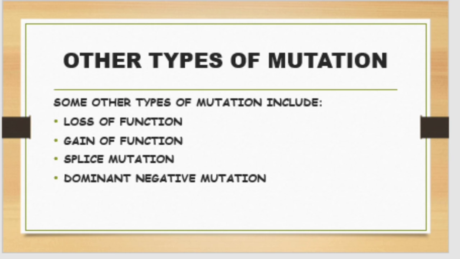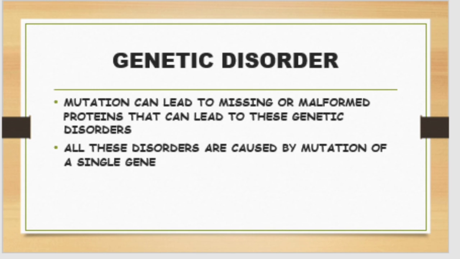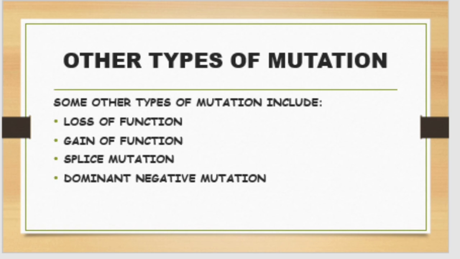And these mutations we can say as loss of function mutation, gain of function mutation, and we have splice mutation, and we have dominant negative mutation, and some others are also called the forward mutation. We have backward mutation. So what is forward mutation? I forgot to write it down over here, but there's another mutation we call the forward mutation.